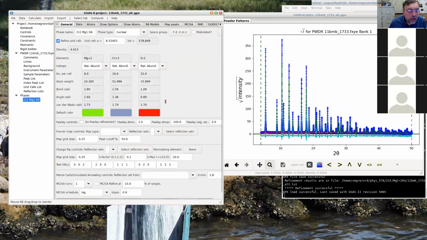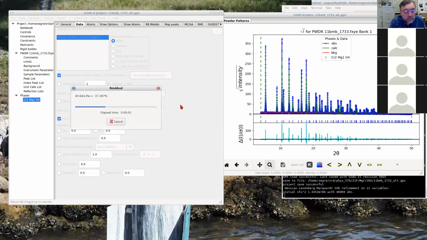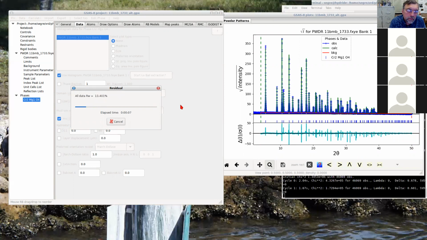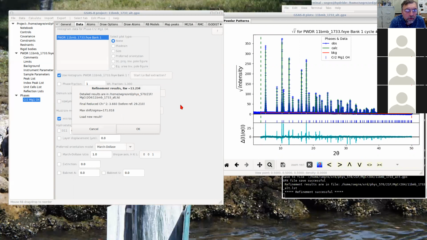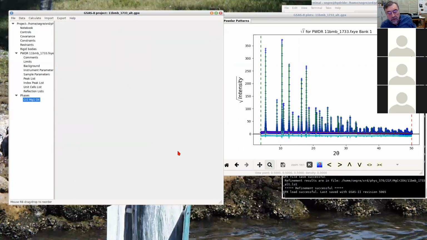All right. So now I'm going to just keep going with this and see how well I can get this with the size. Actually, the strain was the one that did the most work. So let's just refine with the strain first. Sometimes you only need either strain or size, but not necessarily both.